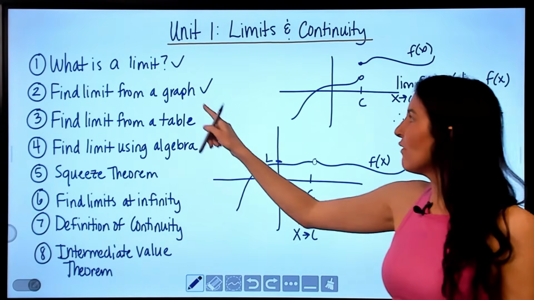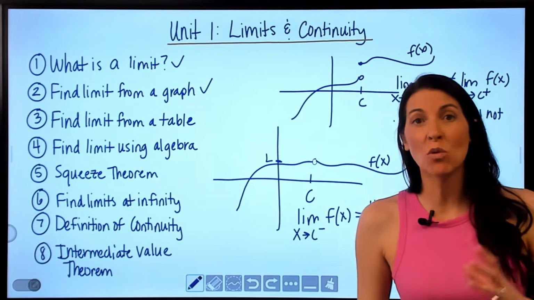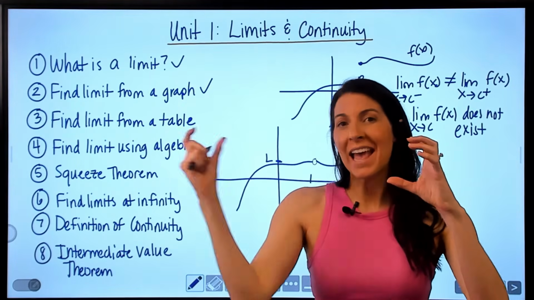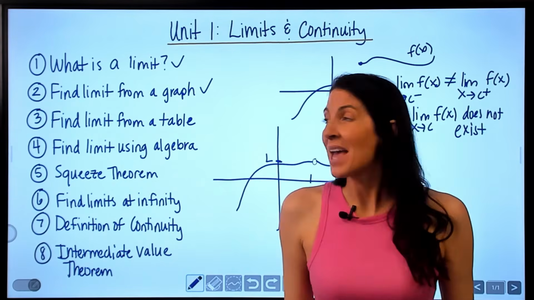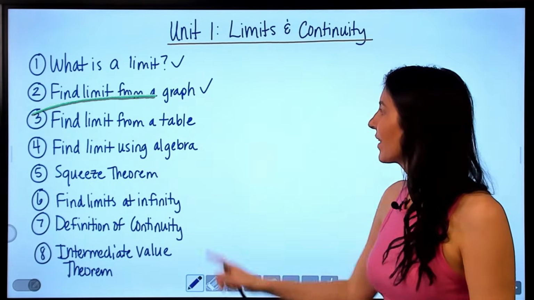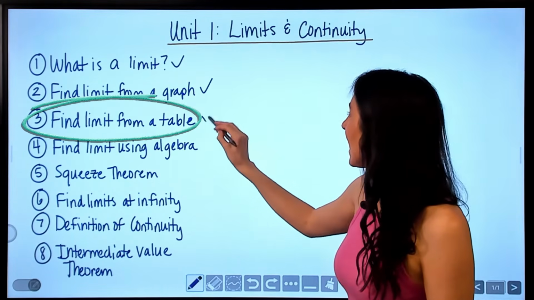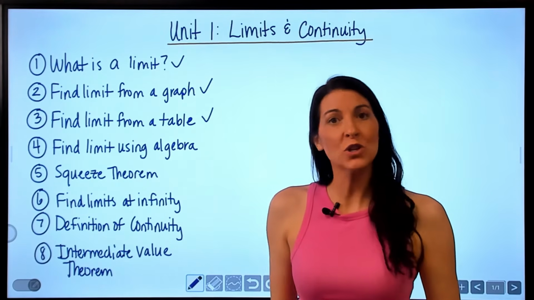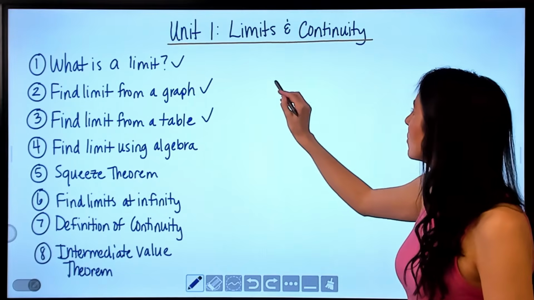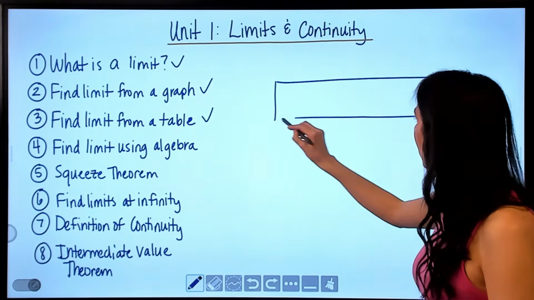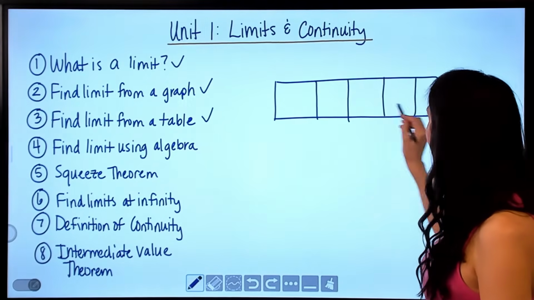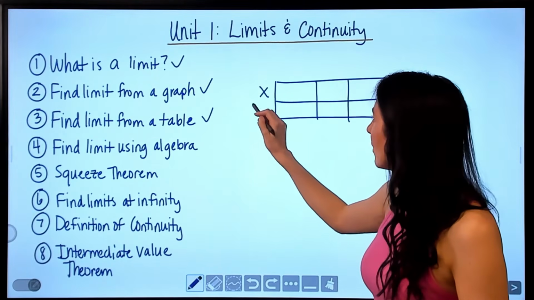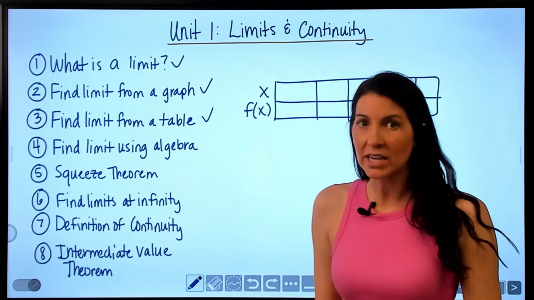So once again, find the limit from the graph. Make sure to look at the y value that f of x approaches from both the left-hand side and the right-hand side of c. Let's move on to number 3. How to find a limit from a table. And we're going to use the same ideas that we used for number 2, finding a limit from a graph. So now we just have a table, and instead of a graph, we would have x values, and then we would have f of x values.